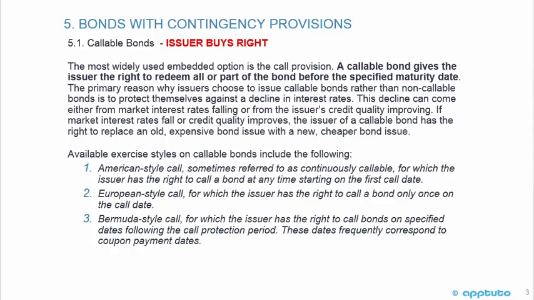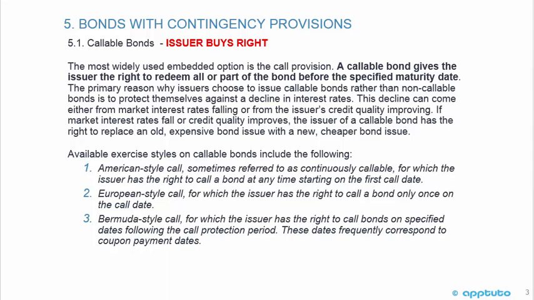This decline can come either from market interest rates falling or from the issuer's credit quality improving. If market interest rates fall or credit quality improves, the issuer of a callable bond has the right to replace an old expensive bond with a new cheaper bond issue. So available exercise styles on callable bonds include the following. 1. American style call, sometimes referred to as continuously callable, for which the issuer has the right to call a bond at any time, starting on the first call date.